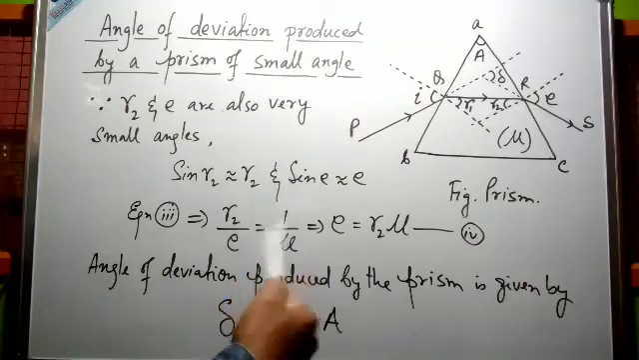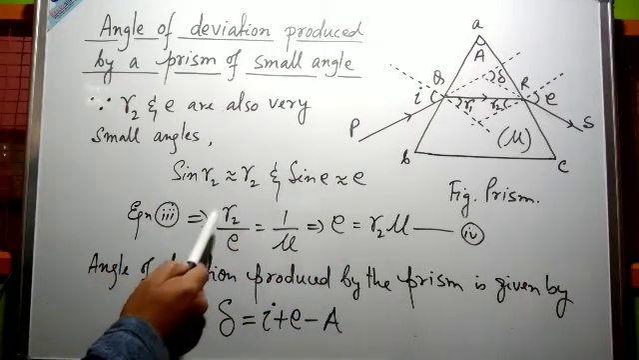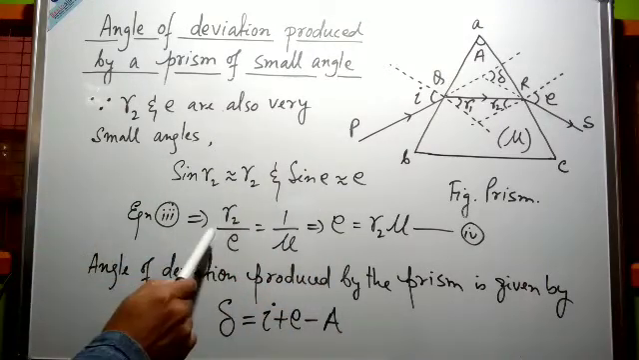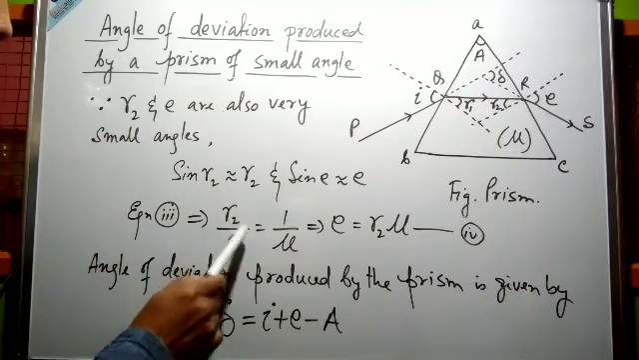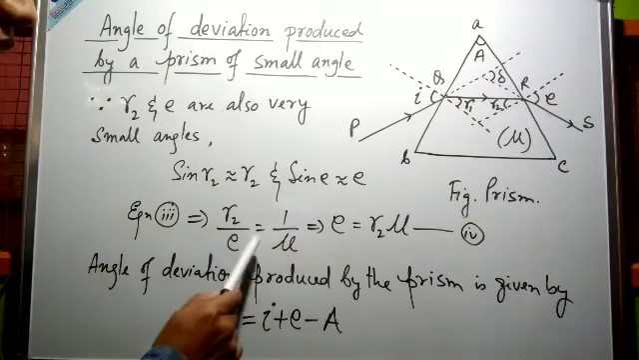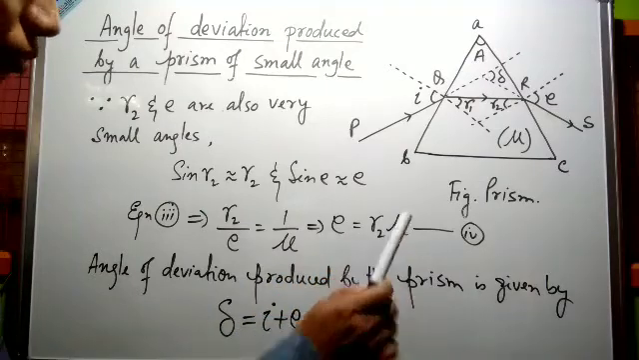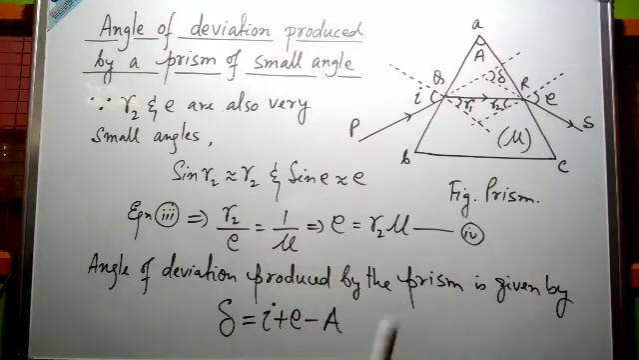Now using equation number 2, sin i = μ sin r1, and sin e = μ sin r2. So r2 by e equal to 1 by μ, we can write sin e = μ sin r2, and write this as equation number 4.